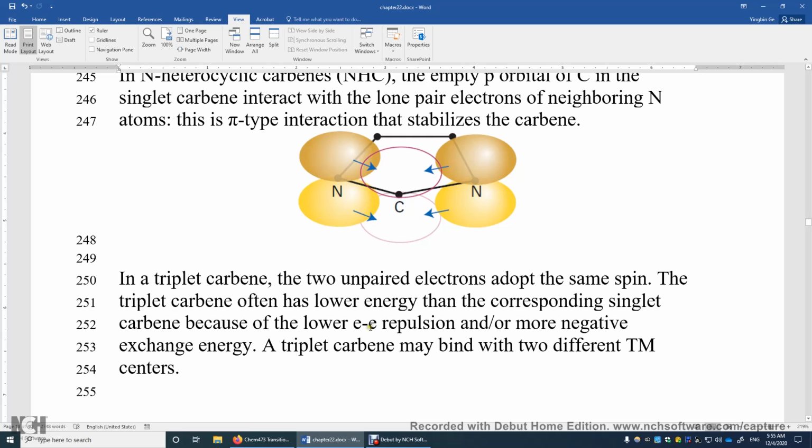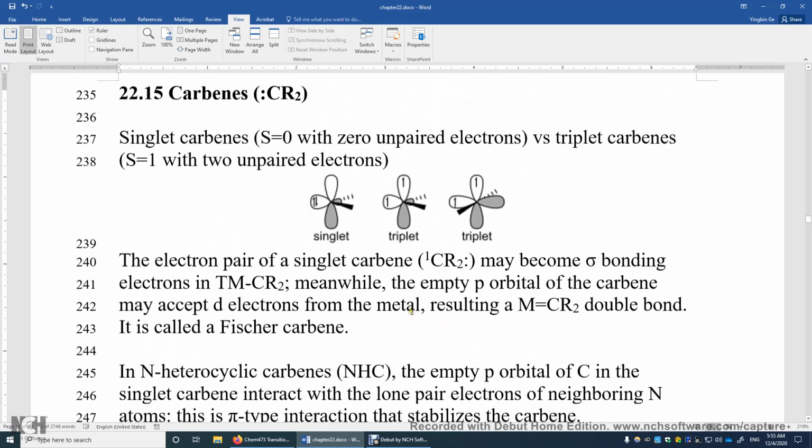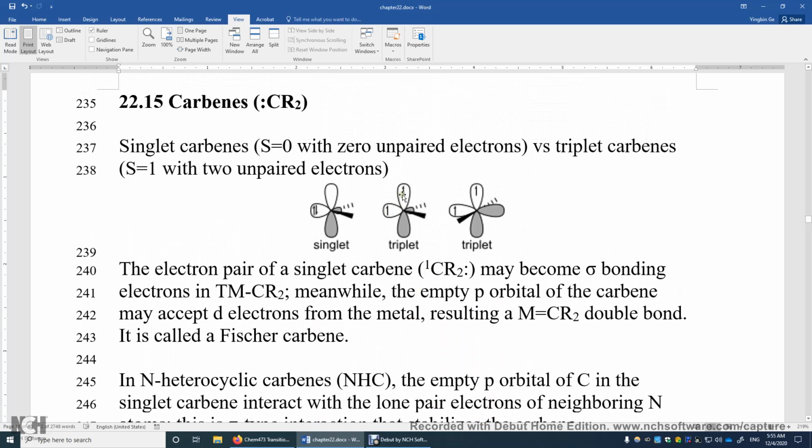And also in a triplet carbene, there's more negative exchange energy. Well, this is because electrons with the same spin can better avoid each other than electrons with opposite spins. So if we look at the triplet carbene electronic structure right here, you can tell that a triplet carbene potentially can form two bonds, 1, 2, with two different transition metal centers. So one here and one here.